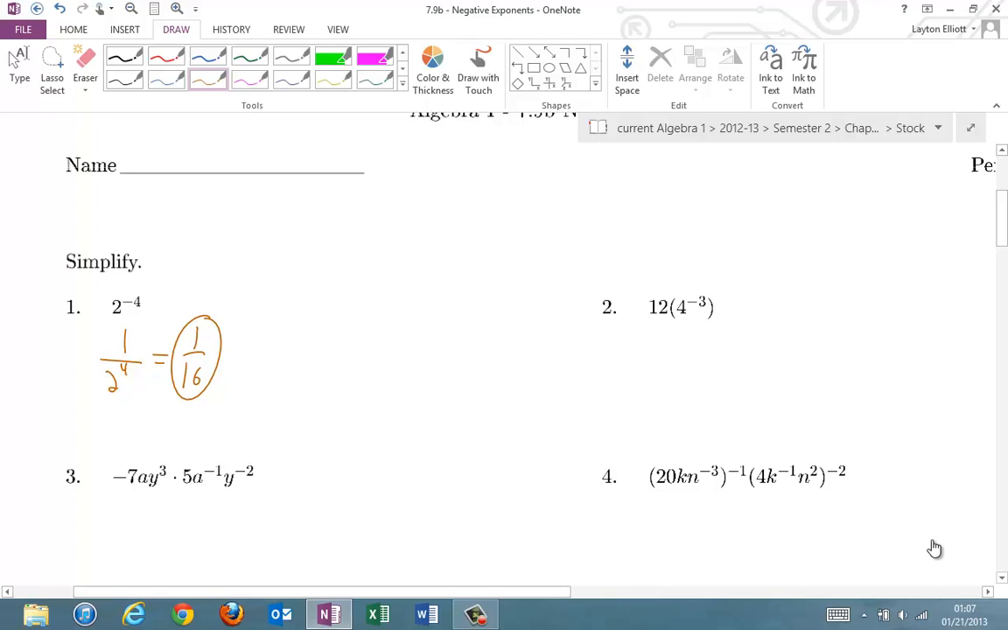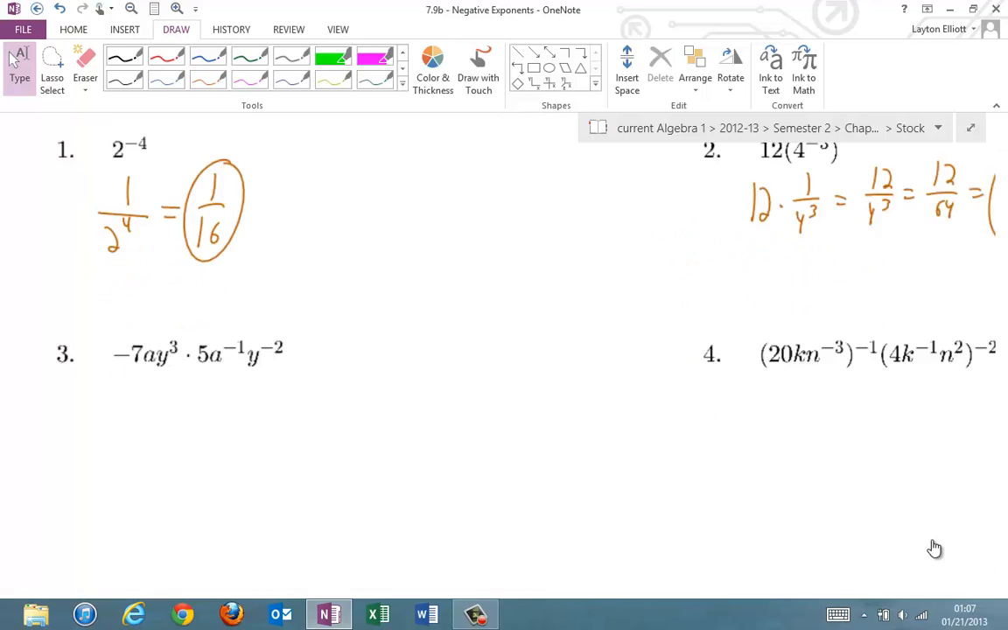Number 2 is about order of operations. 12 times 4 to the negative 3rd power. The 4 is the base, the 12 is not, so that is 12 times 1 over 4 to the 3rd power. Another way to say that is just 12 over 4 to the 3rd power, which is 12 over 64, which we can divide both of those by 4 and reduce it down to 3/16.